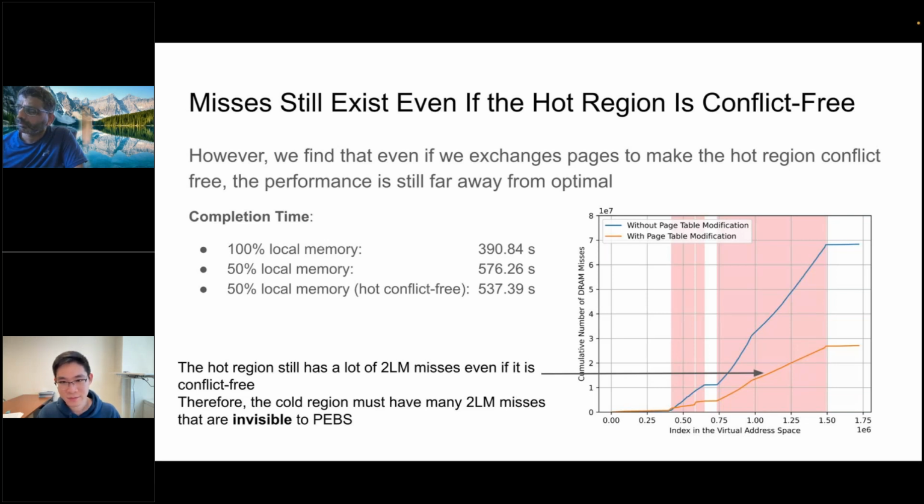Have you done any other experiments to verify the hypothesis that these references invisible to PEBS are creating this? Yes. Let me go into that.